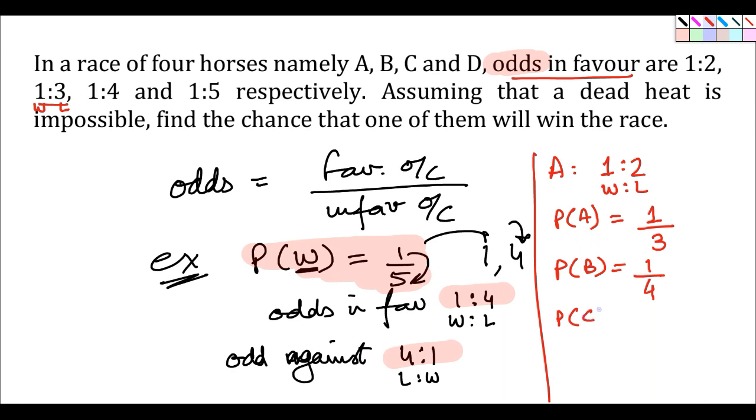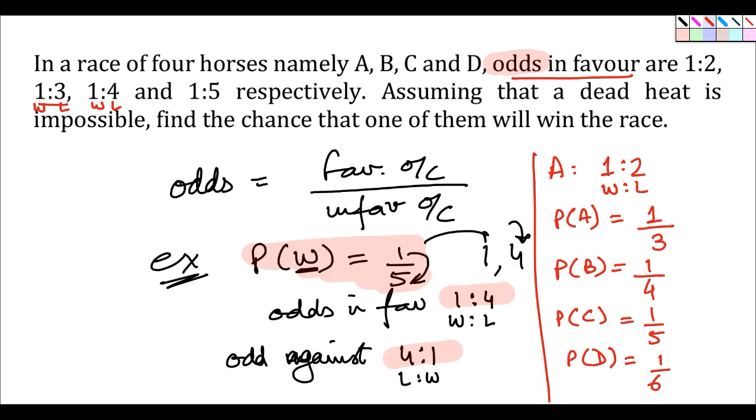What is probability of C winning? 1 win and 4 losses. So probability will be 1 out of 5, and probability of D winning that race would be 1 out of 6. So this is how we convert odds into probability.